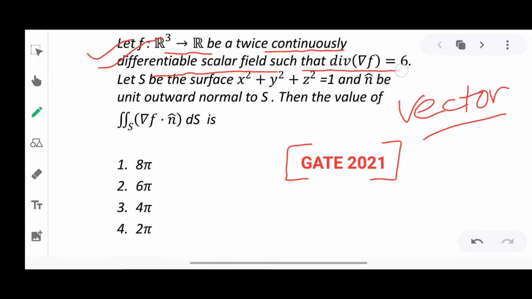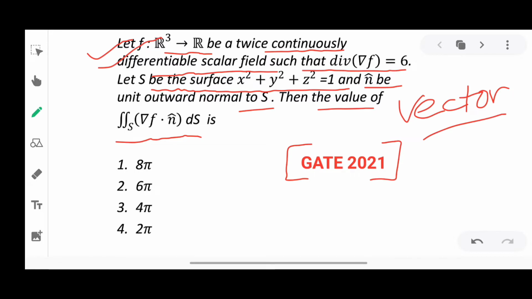field such that divergence of grad f equals 6. Let S be the surface x square plus y square plus z square equal to 1, that is a sphere of radius 1, and n be the unit outward drawn normal to S. Then the value of the integral of grad f dot n ds is. This problem is based on the divergence theorem.